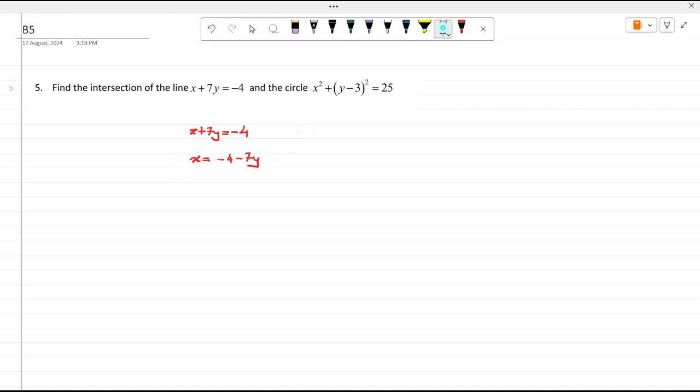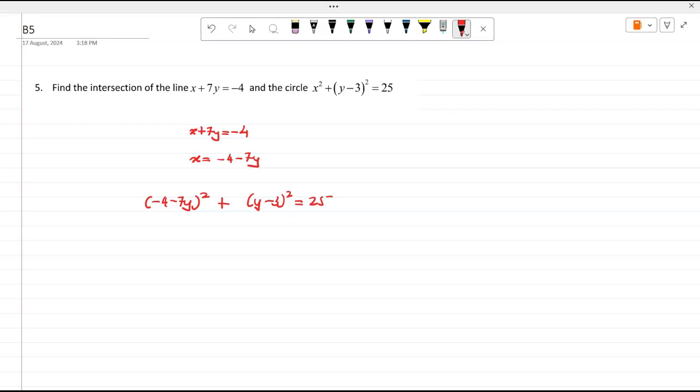So if you substitute that, that's your x. So minus 4, minus 7y, whole square, plus y minus 3 whole square is equal to 25. Now solve it. It's a quadratic equation. You know how to solve this?